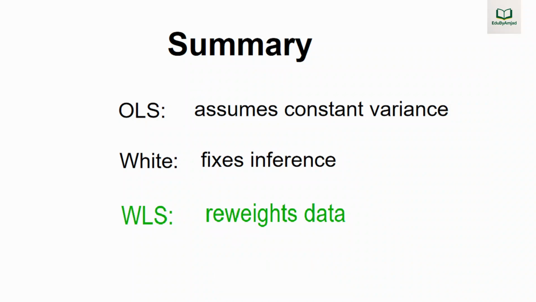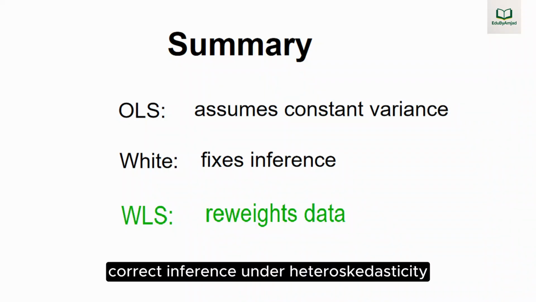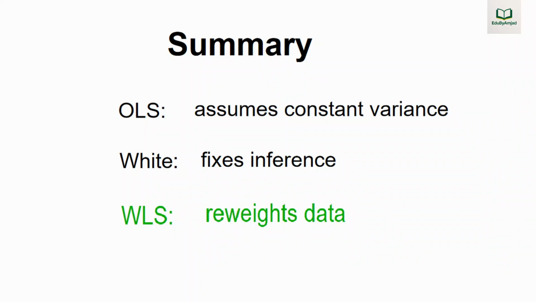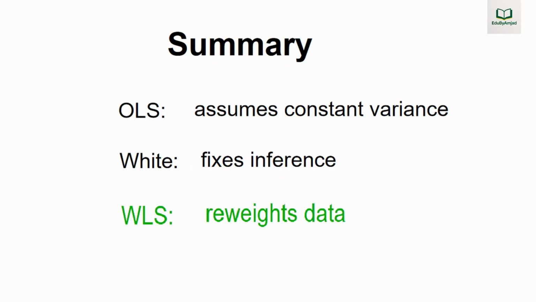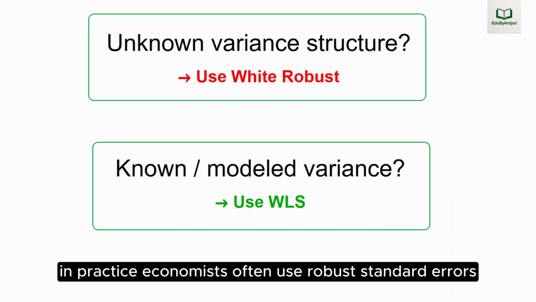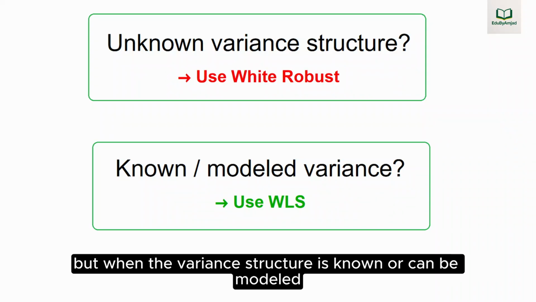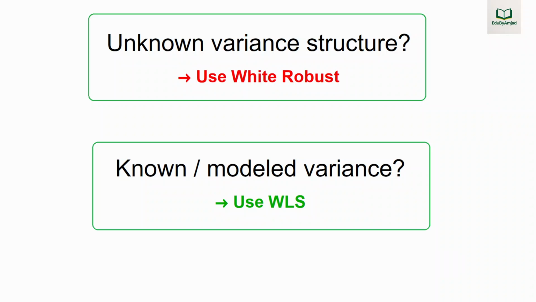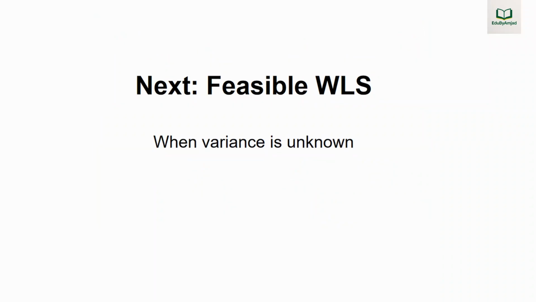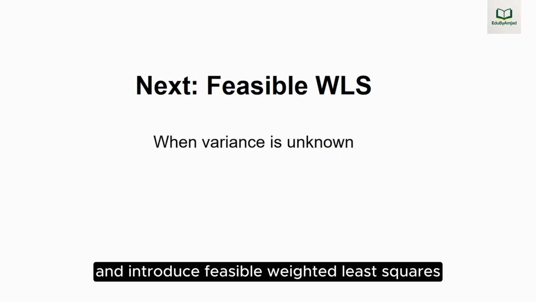To summarize, ordinary least squares assumes constant error variance. White robust standard errors correct inference under heteroskedasticity. Weighted least squares improves estimation by reweighting observations. In practice, economists often use robust standard errors when the form of heteroskedasticity is unknown. But when the variance structure is known or can be modeled, weighted least squares can provide more efficient estimates. In the next lesson, we will consider the case where the variance is unknown, and introduce feasible weighted least squares.